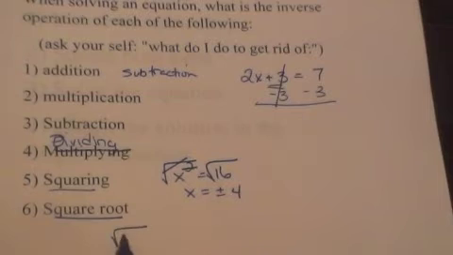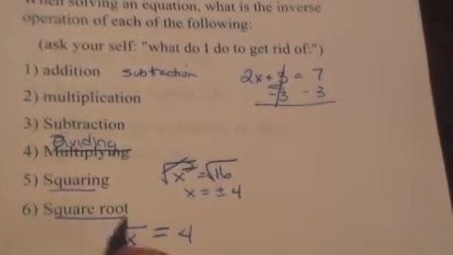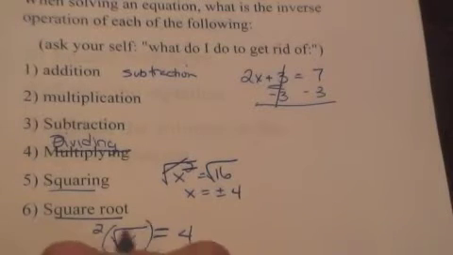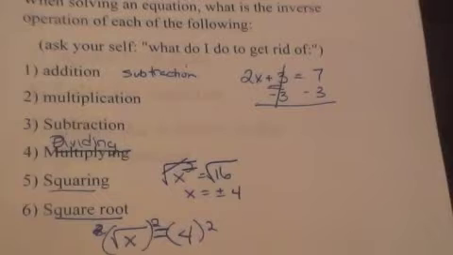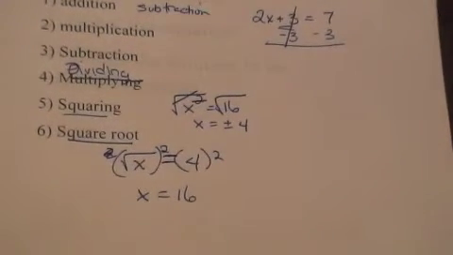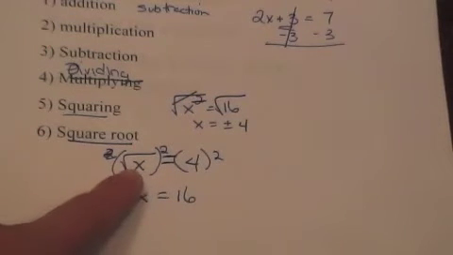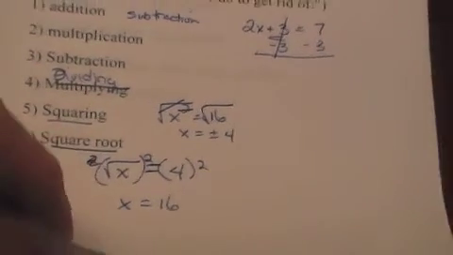For example, the square root of x equals 4. If we square both sides, you get x equals 16. That means if you put a 16 in for x, the square root of 16 is 4, which makes complete sense when you think about it. That's how that works.